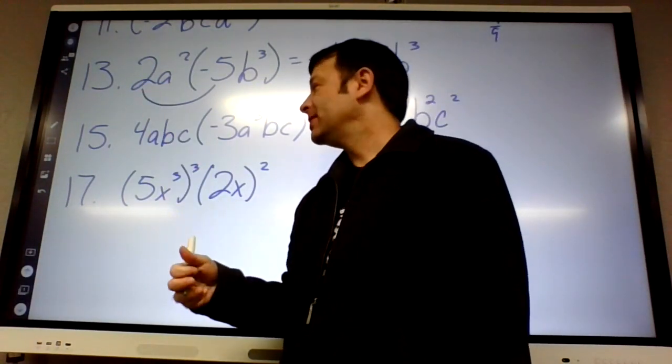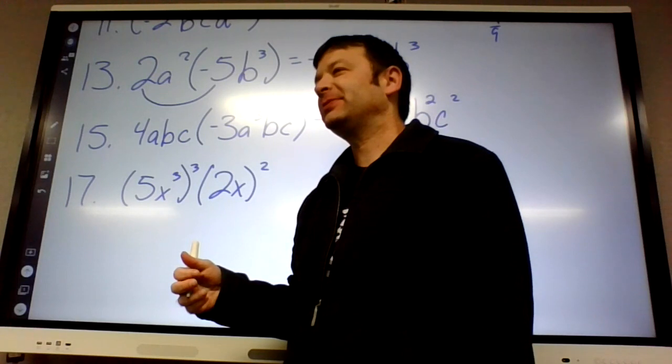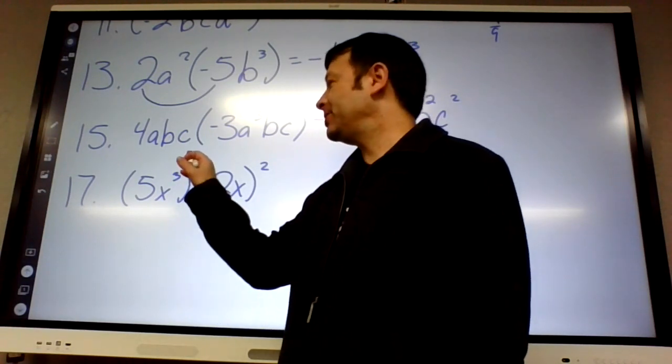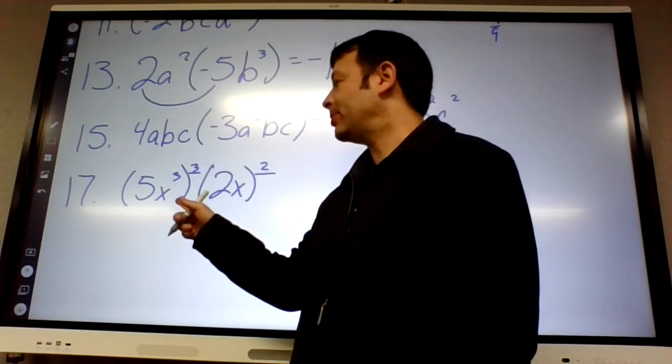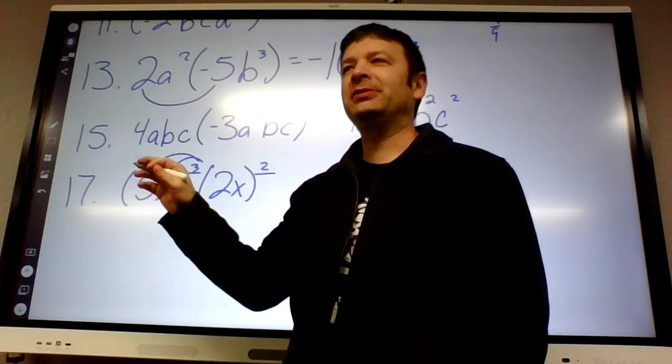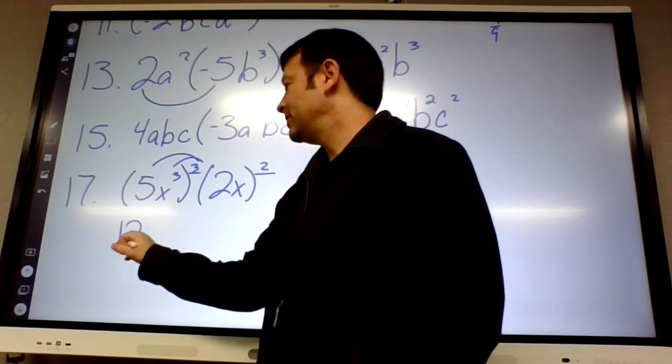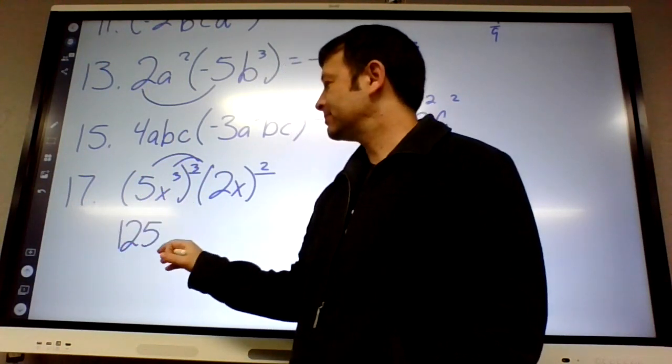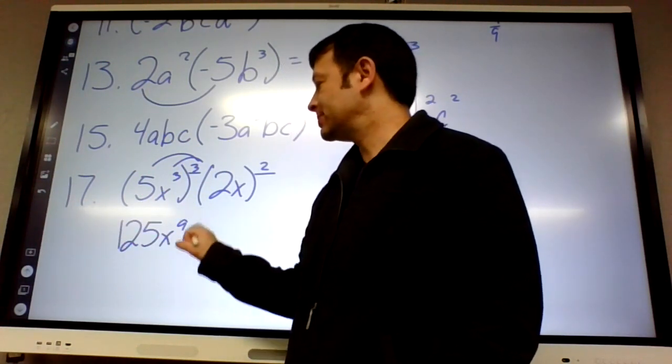Anyway, what do you think? Any ideas? Yeah, you want to do the exponents first before you multiply. So kind of both those. Does anybody know what 5 cubed is? 125. And then x.